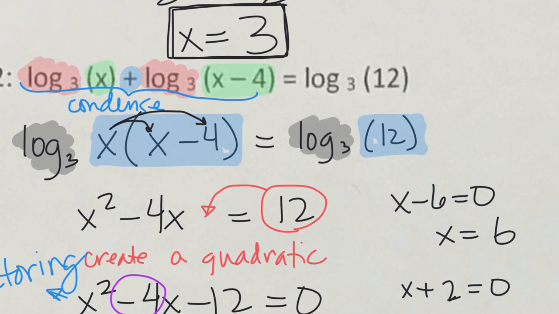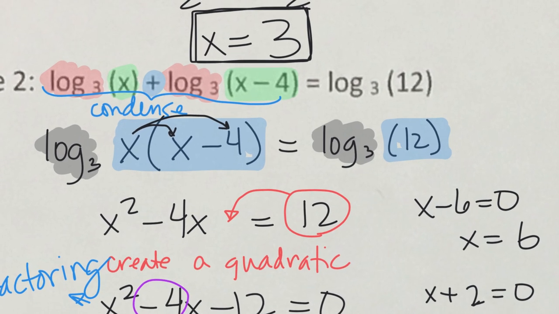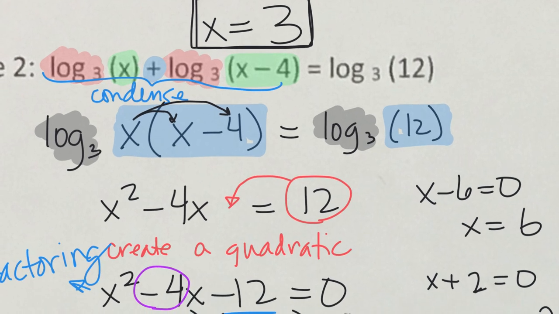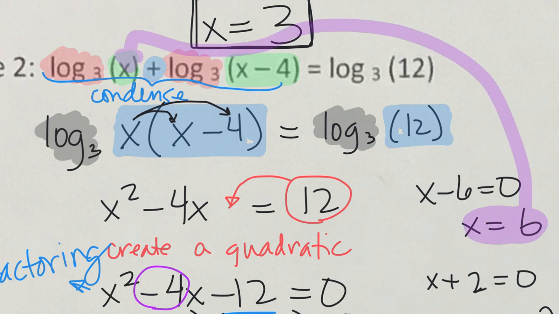But because we have logarithms, right, and we can't take the log of a negative, we have to do some testing. What happens if I plug positive 6 back into my equation? I get log of 6, that's okay, and log of 2. Right? Neither one of those things are negative, so positive 6 seems to work. But what about negative 2? What if I plug negative 2 into here?